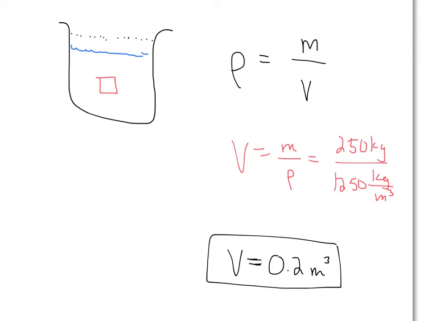Notice your units of kilograms cancel. Meters cubed are in the denominator of a denominator, which bumps those units up to the numerator, giving us units of meters cubed. And again, that's our volume.